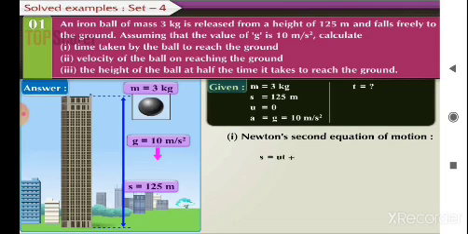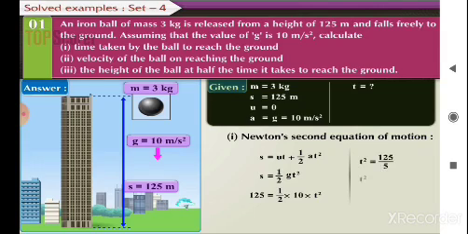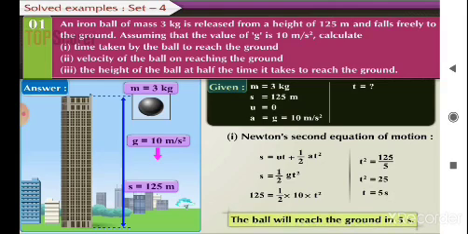For calculating t, we use Newton's second equation of motion, s is equal to ut plus half of at square, which becomes s is equal to half of gt square, because u is 0 and a is equal to g. Therefore, we get s is equal to half of gt square. 125 is equal to half into 10 into t square. Therefore, t square is equal to 125 upon 5. t square is equal to 25. t is equal to 5 seconds. The ball will reach the ground in 5 seconds.